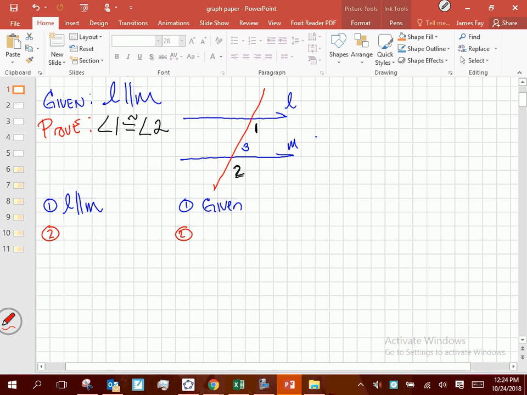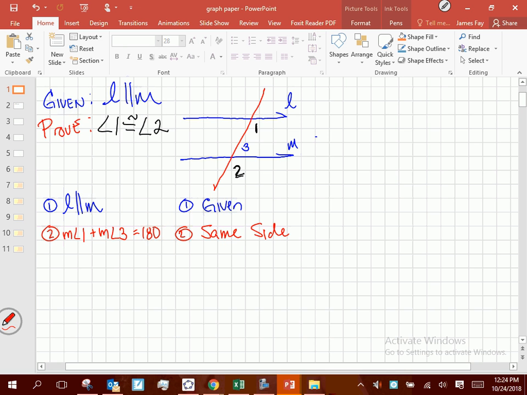Say it again? 1 and 3. Okay? 1 and 3 are my only angles that are identified as being same side interior. So I'll say measure of angle 1 plus measure of angle 3 equals 180.